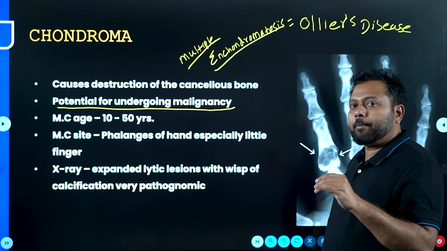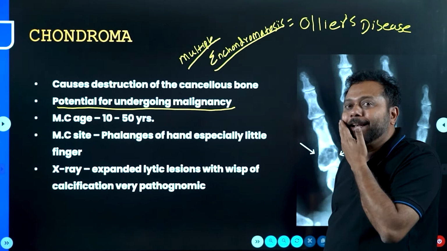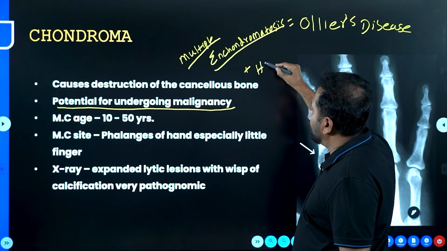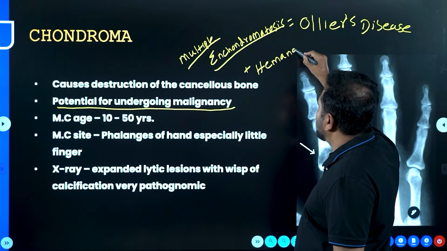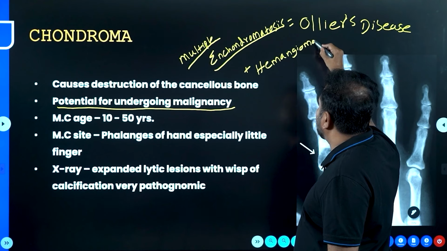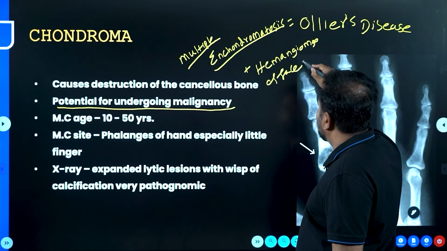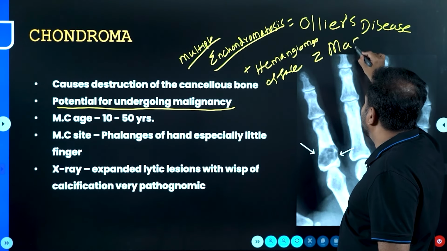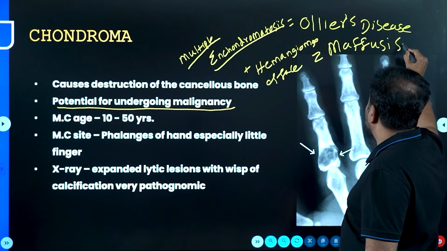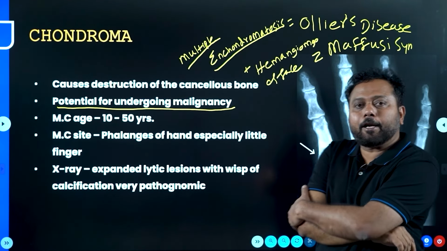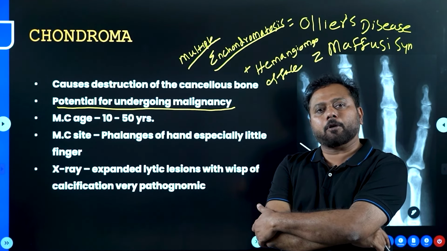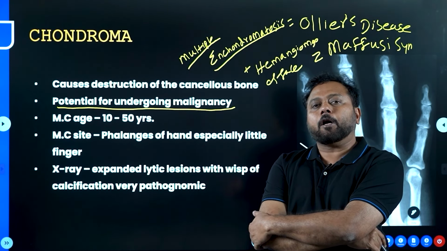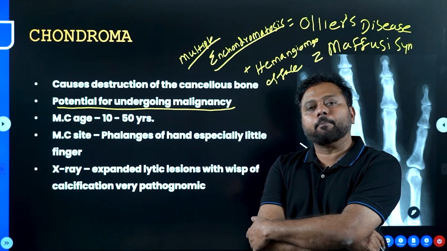If multiple enchondromatosis is associated with hemangiomas of the face, it is called Maffucci syndrome. Very important. So there are two variants of enchondroma. Simple enchondroma is one entity. Multiple enchondromatosis is called Ollier's disease. Enchondromatosis with facial hemangiomas is called Maffucci syndrome.